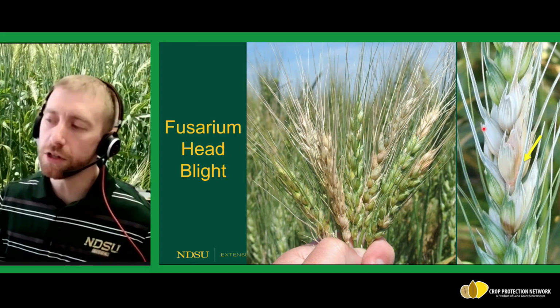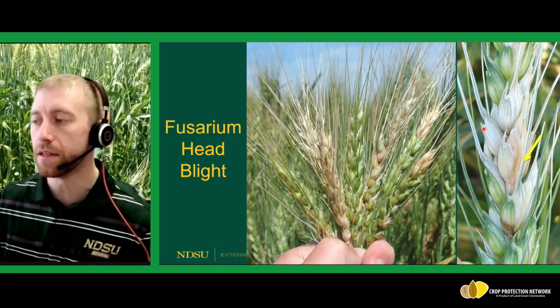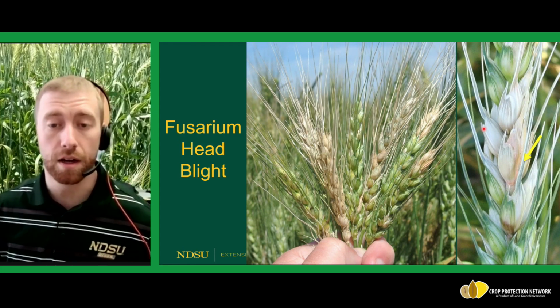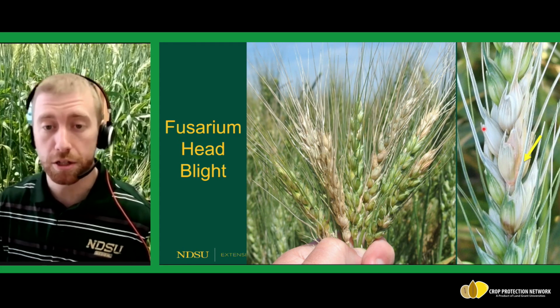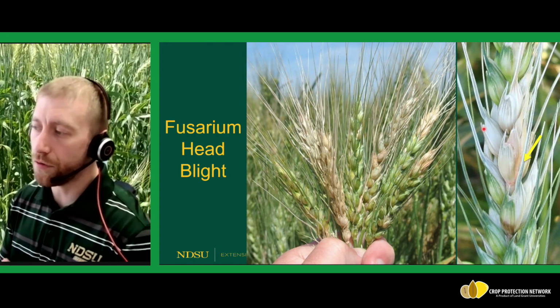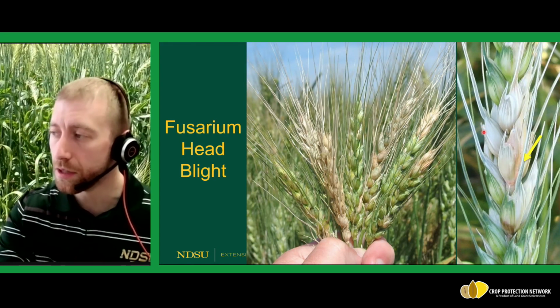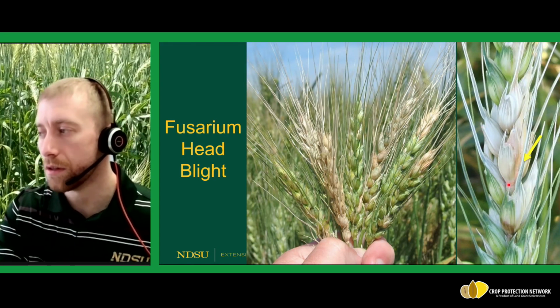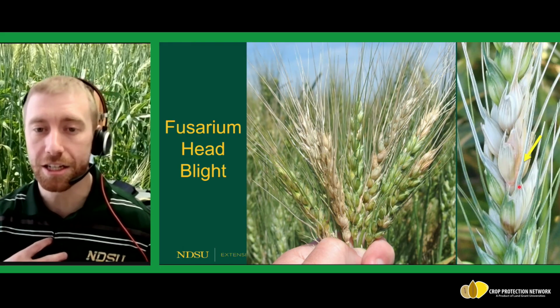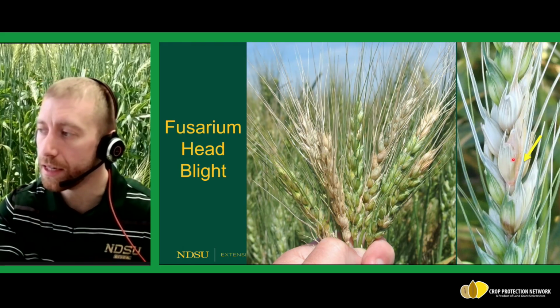You're going to see premature bleaching of a spike. Sometimes it can be a single floret, can be half the head, can be the entire head. It really depends on the time the infection occurs or how many spores are able to have successful infection. If you go out on dewy mornings, sometimes you can see the presence of the orange, salmon colored sporodochia, or asexual mycelial fruiting bodies, here.